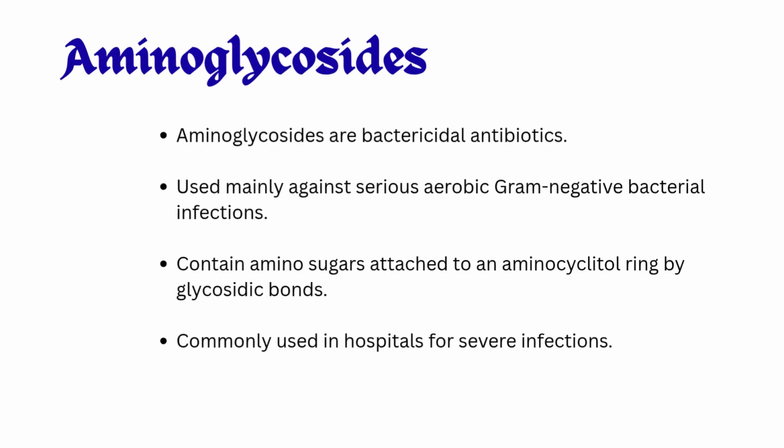What are aminoglycosides? Aminoglycosides are bactericidal antibiotics primarily used to treat serious infections caused by aerobic gram-negative bacteria. They contain amino sugars attached to an aminocyclitol ring through glycosidic bonds, which is why they are called aminoglycosides. These antibiotics are especially valuable in hospital settings for severe infections.